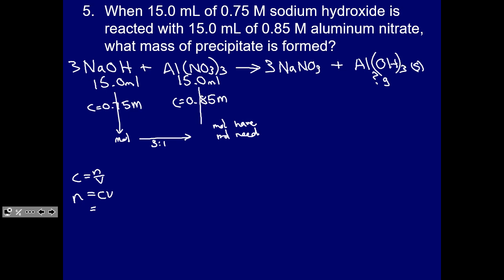I would put for this one 0.75. There's the C, and the V, 0.015 liters. So I'm doing the NaOH there. And I'll take that N when you got it.